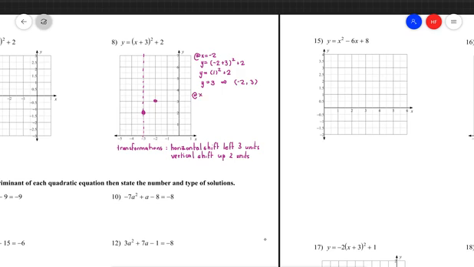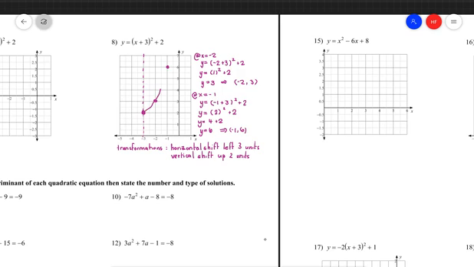So at x equals negative 1, let's find what my y value is. y equals (negative 1 plus 3) squared plus 2. Negative 1 plus 3 is 2. So 2 squared plus 2, 2 squared is 4. 4 plus 2, which is 6. So we have a point negative 1, 6.